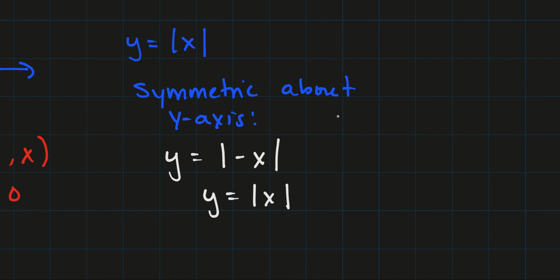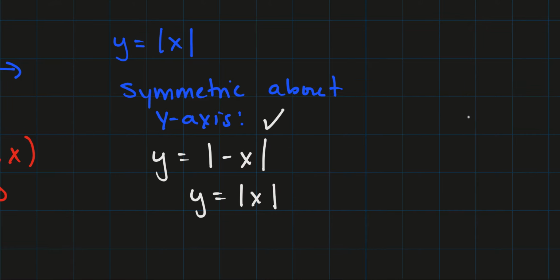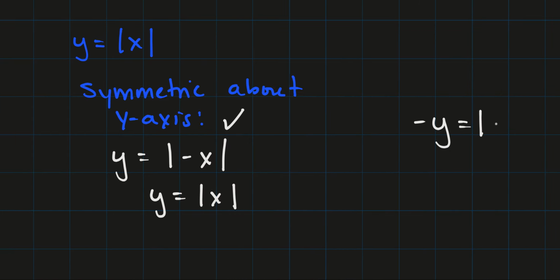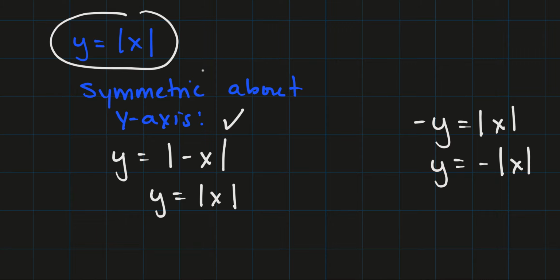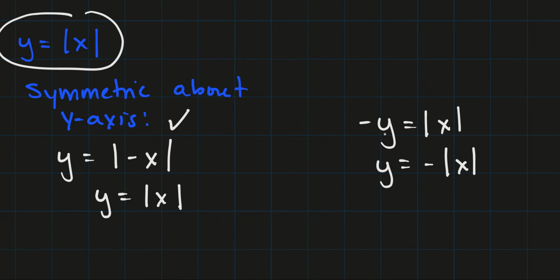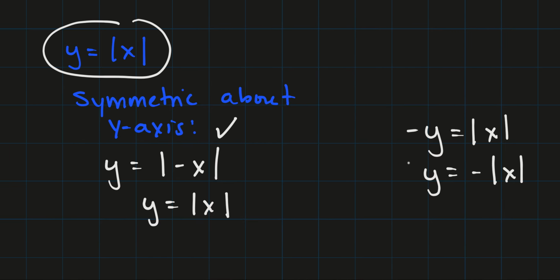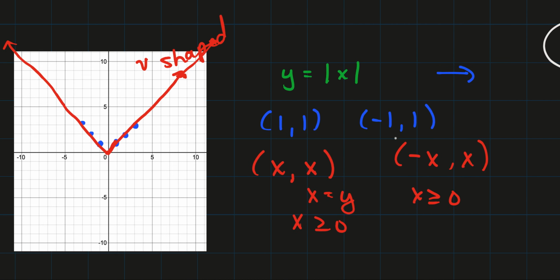It's not symmetric about the x-axis or the origin, because when you plug in a negative y, that negative stays. We don't have absolute values on this side. So negative y equal to the absolute value of x would be y is equal to the negative absolute value of x, which is not the original. And if you plug in negatives for both, the negative will go away here, but this negative will stay. So it's not symmetric about the origin. And you can see that by looking at the graph.